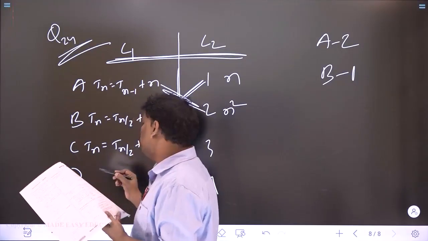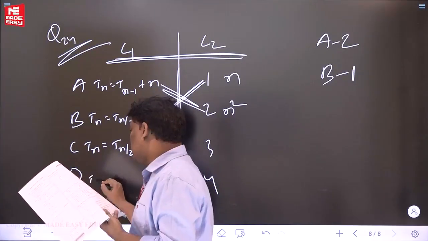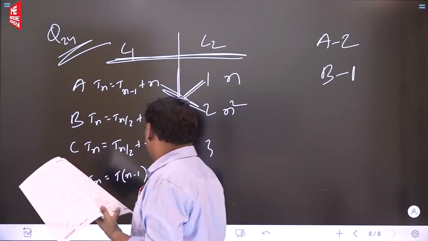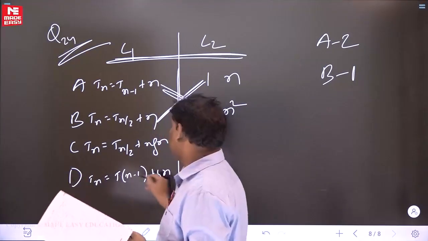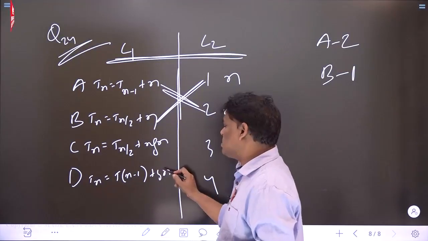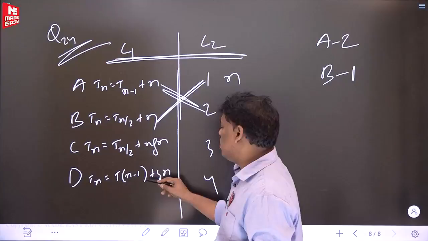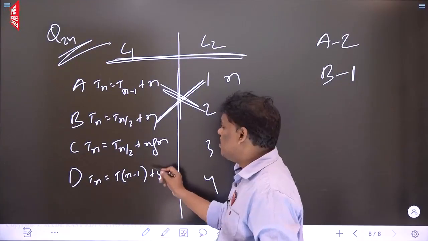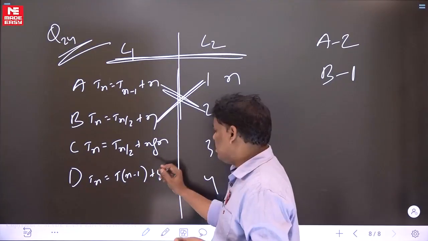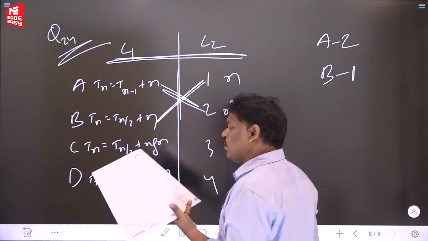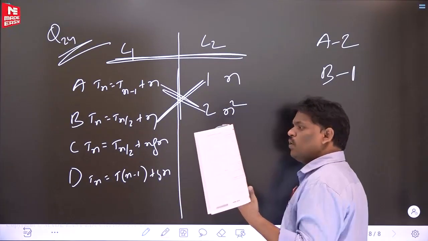Let me do first the one which we know very well. D. What is the answer? Tn is equal to Tn minus 1 plus log n. If you see this series, what will happen is first log n, next log n minus 1, next log n minus 2, log n minus 3. It will become log 1, log 2, log 3 and so on up to log n. It will become log of n factorial, which will become n log n. So D is going to be n log n.